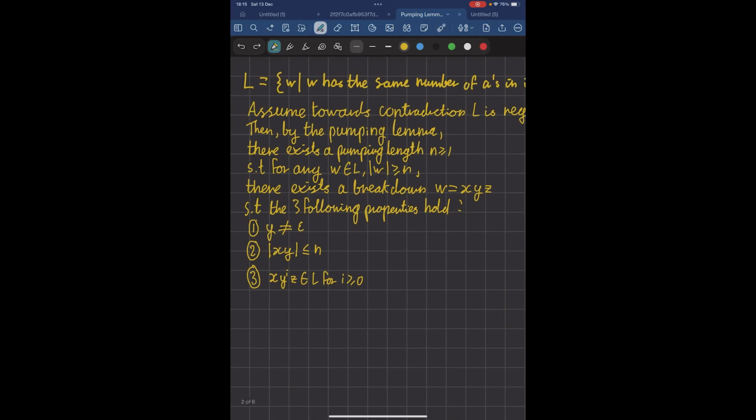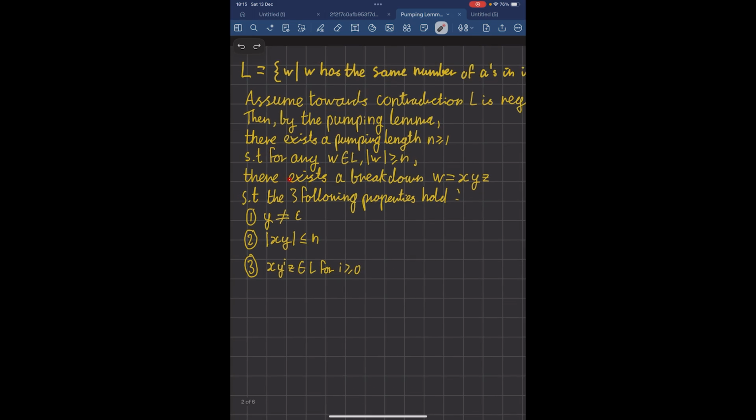Okay, moving on to the proof. We need to select a string such that it is in the language and its length is at least n, and then show that there does not exist a single way of breaking it down where the three properties hold.